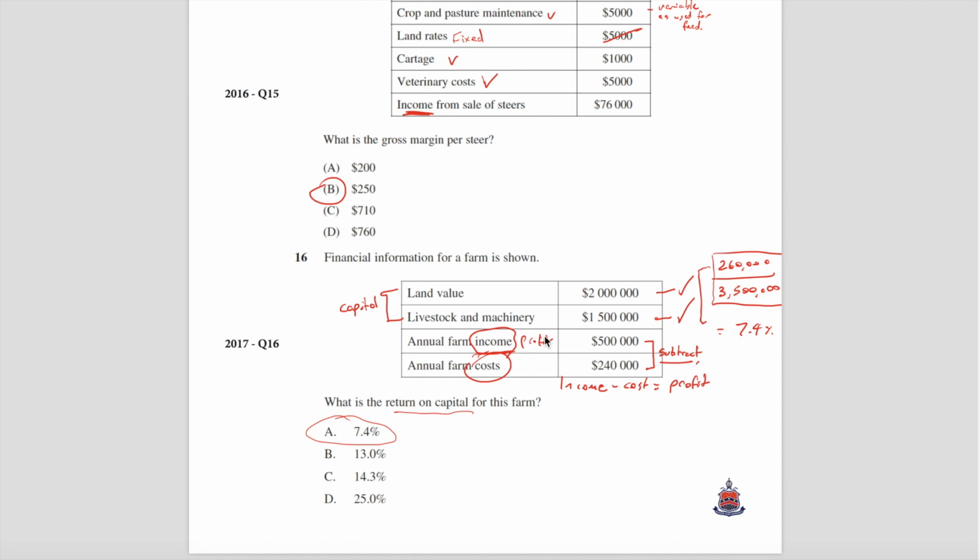And then basically you need to work out, over the 3.5 million, you need to put the profit from the farm each year to work out the return to capital. So you have to actually work out the cost of the farm and then subtract that from the income, and that gives you 260,000. So remember that return on capital is basically income minus costs equals profit, and you put that over the capital. So return, or profit over the capital, these two things, and it'll give you 7.4%.